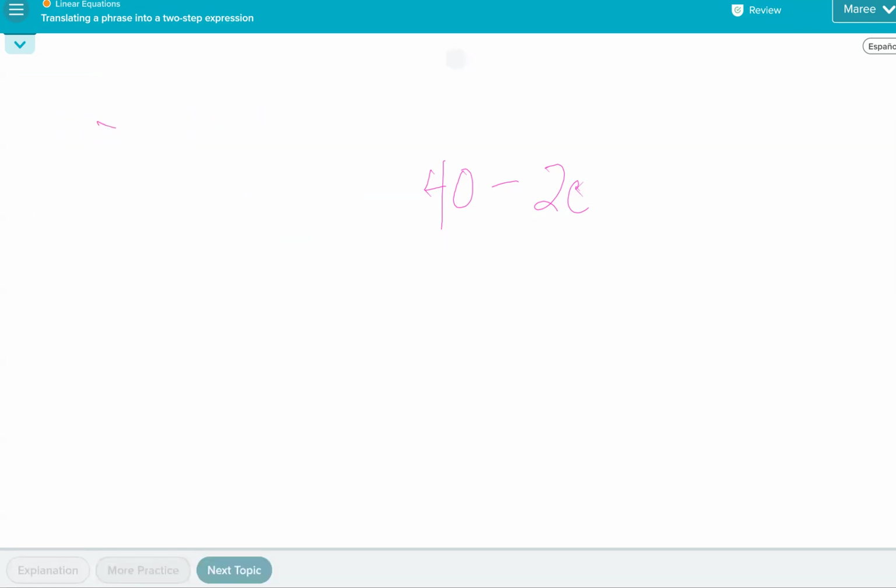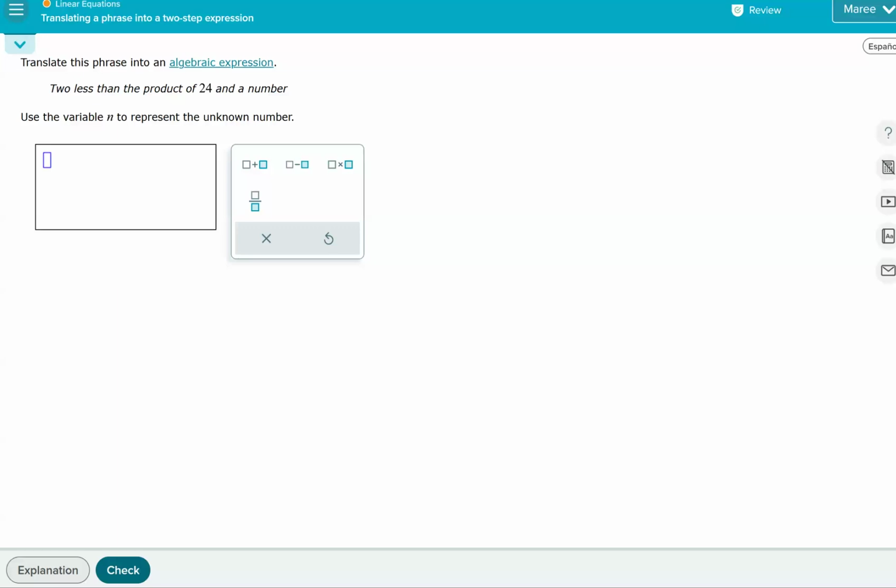All right, let's do another one. 2 less than, so that means you're going to have a minus 2. Anytime you have less than or more than, it's going to be minus that number or plus that number at the end of your statement or of your expression. So we're taking away 2 from the product, so that's 2 things being multiplied. So we want to find the and, so we know what 2 things.